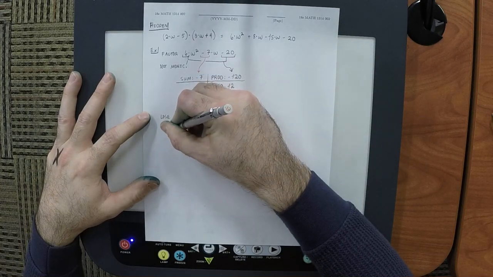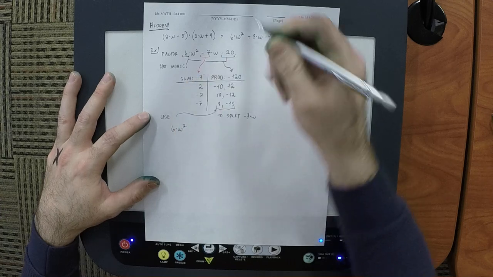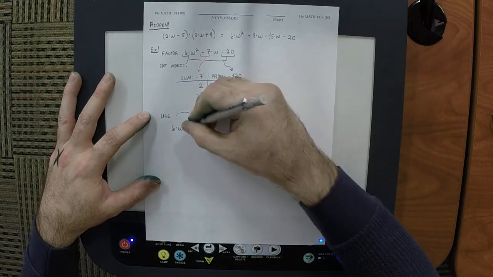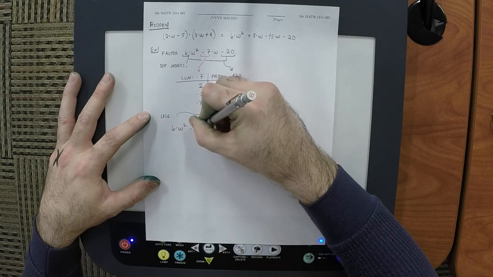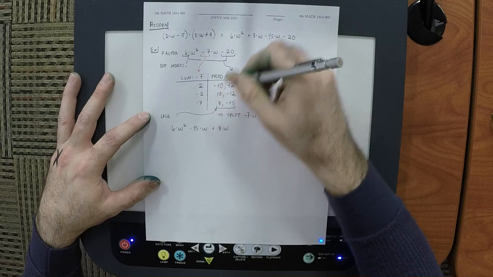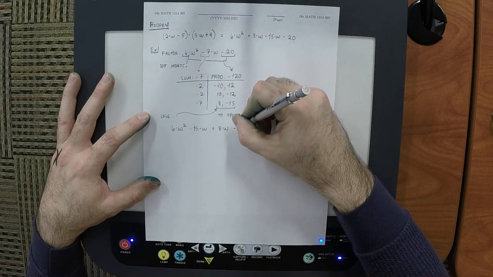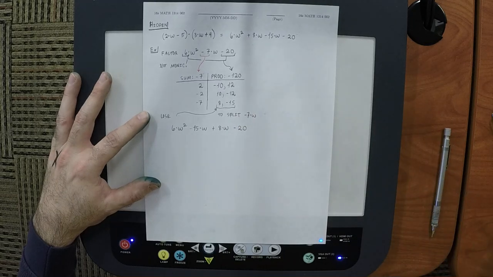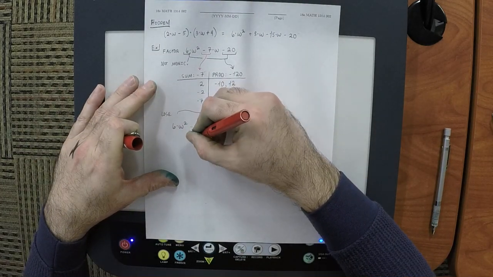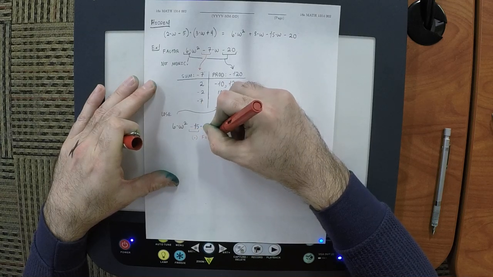So I'm going to write this down, and then we're going to have a quiz. So 6w squared, and then rather than writing negative 7w, what am I going to write? Minus 15w plus 8w, and then minus 20. That would be the split. And so I'm just going to note that using the negative one first is a little easier.